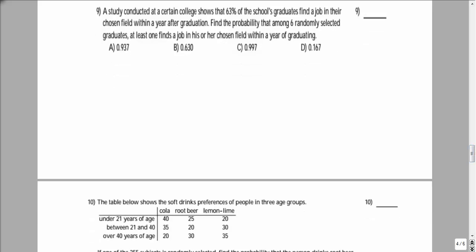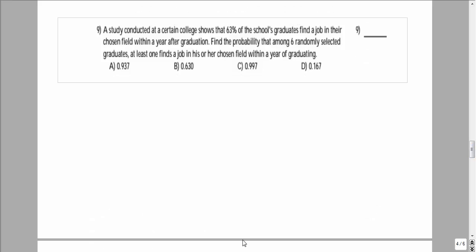Okay, number 9. Okay, so for this problem it says we have a study conducted at a college shows that 63% of the school's graduates find a job in their chosen field. So this number looks important. Find the probability that among 6 randomly selected graduates, so this number looks to be my sample size n, at least one. Now this is important, this idea of at least one finds a job.